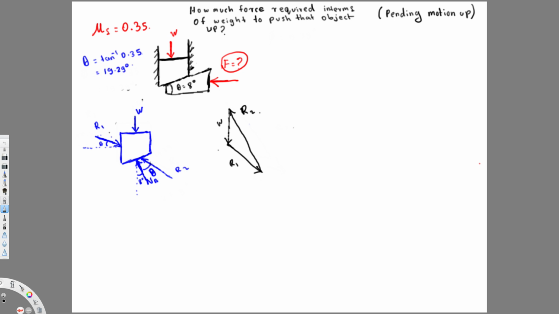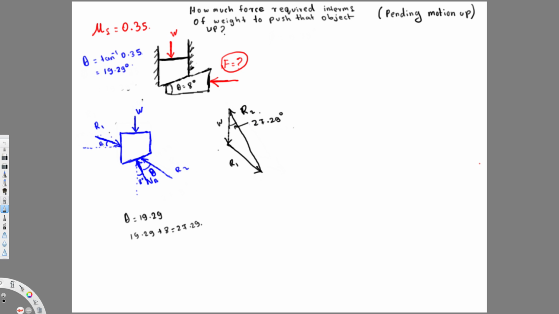So we know the angle that R2 makes with the perpendicular, this theta, is 19.29. Therefore the total angle is going to be 19.29 plus 8 degrees, which is going to be 27.29 degrees. So that's making perpendicular to this, so this is the same as this one. So this is going to be equal to 27.29 degrees. That's making perpendicular to this one, right?